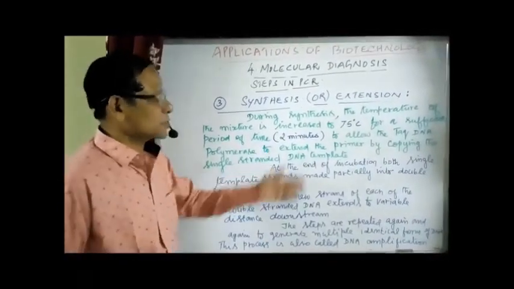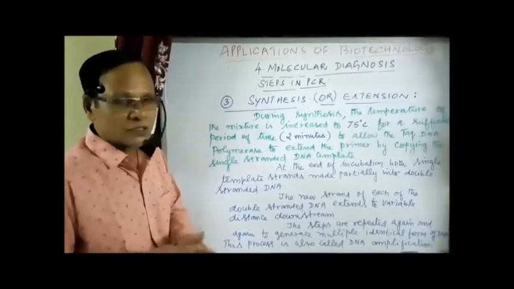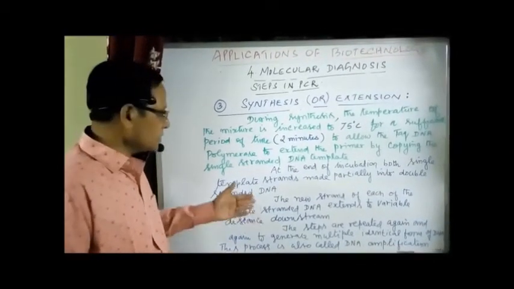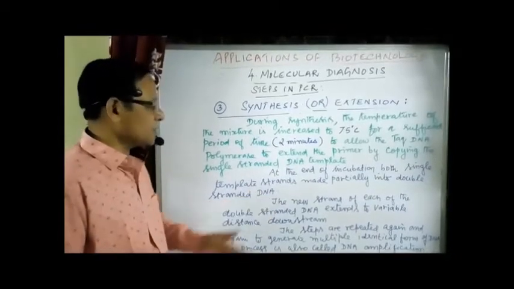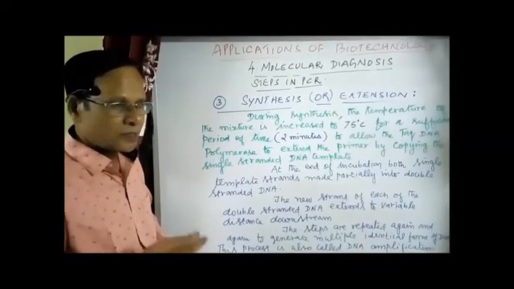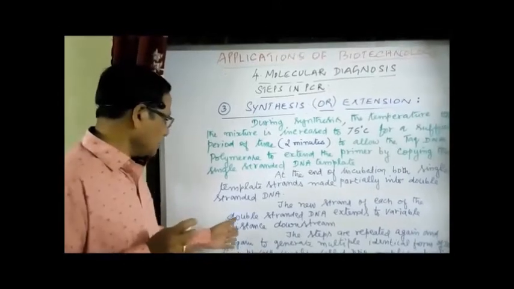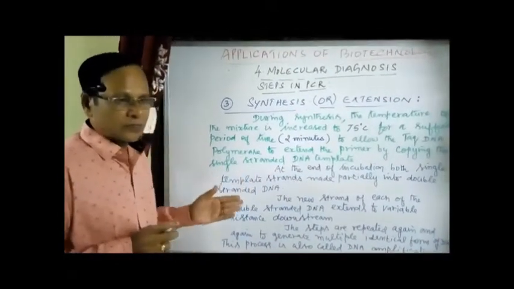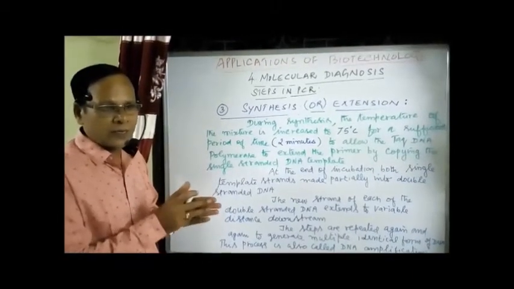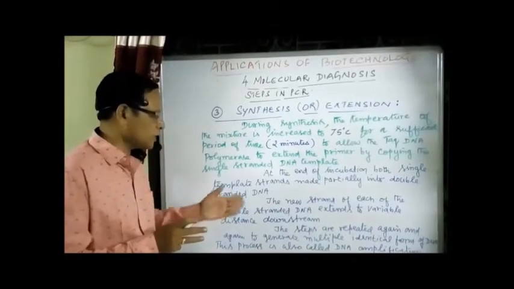So at the end of incubation, both the single template strands are made partially into double-stranded. The process is going on, double-stranded DNA. So the new strand of each of the double-stranded DNA extends. So one old strand, another one is a new strand, that is nothing but the extended primer DNA. It extends to variable distance downstream, either from the 5' end to the 3' end or from the 3' end to the 5' end, according to orientation.